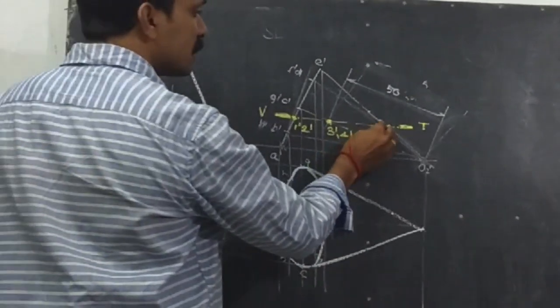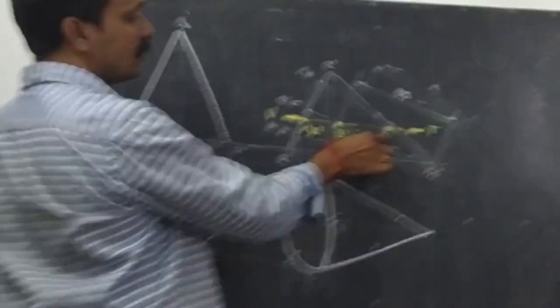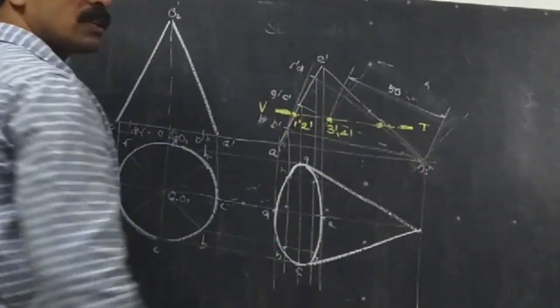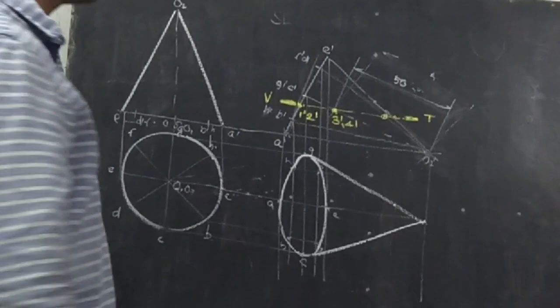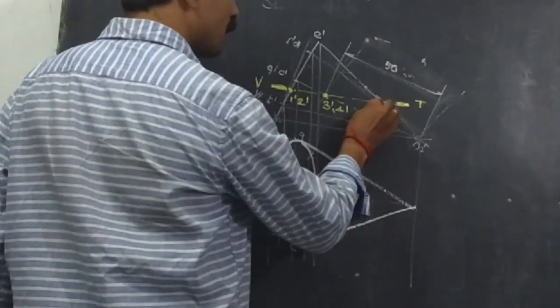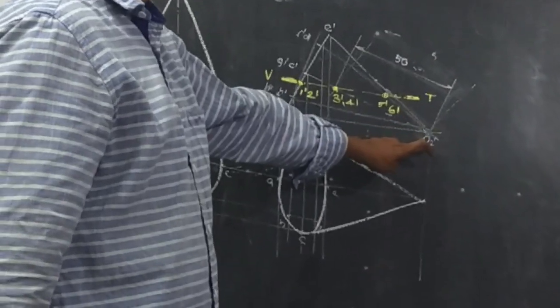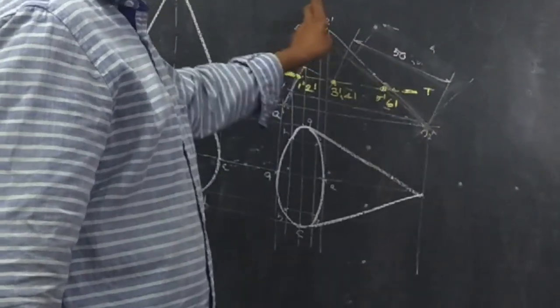Similarly, this has intersected here at two points. One is on O2 dash F dash, and another is on the generator O2 dash D dash. So we can name them 5 dash, 6 dash. And we can see that it intersected at the generator O2 dash E dash.